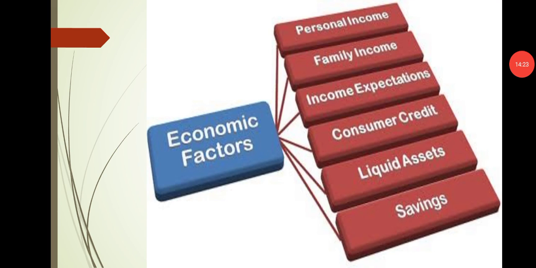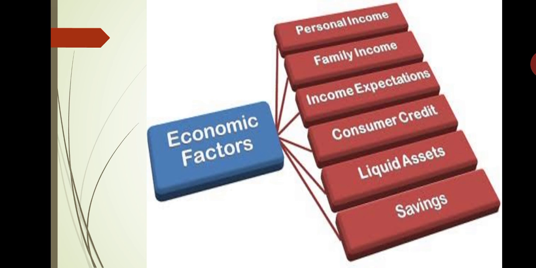The next one, family income. Family income also influences the buying behavior of the family. The surplus family income remaining after the expenditure on the basic needs of the family is made available for buying shopping goods, durables, and luxuries. So this family income also influences the buying behavior of the customer.